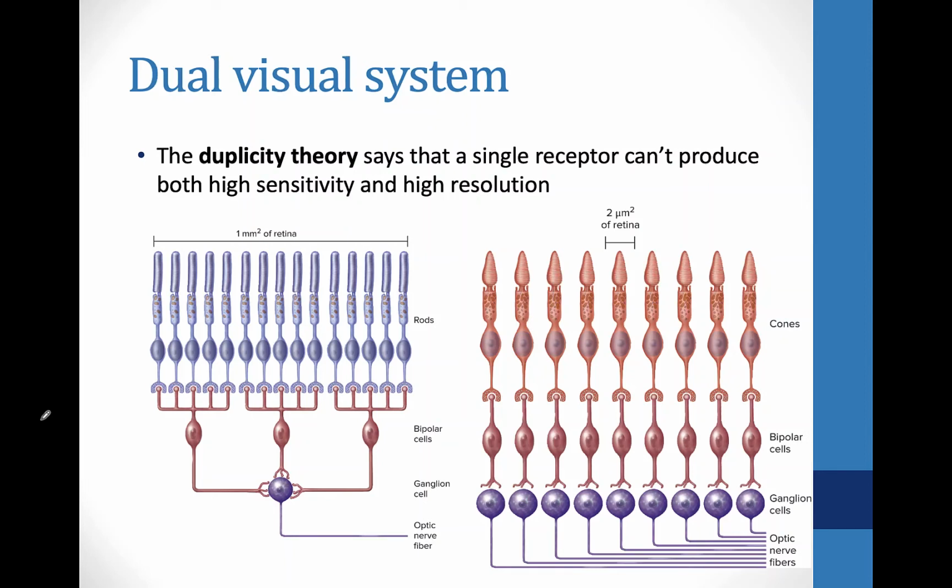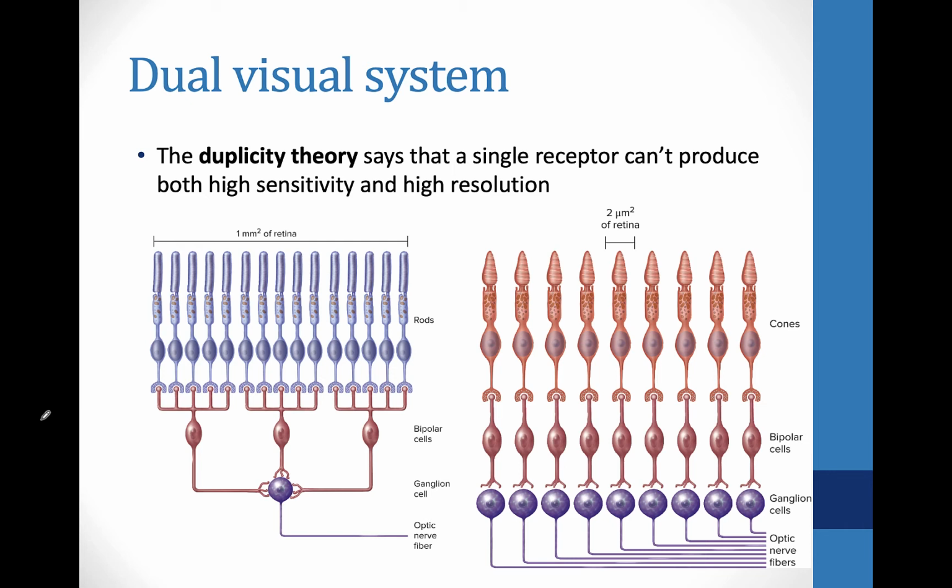So there's a theory that says that you can't produce high sensitivity and high resolution. Think of sensitivity as how much light is needed to trigger an action potential. Rods are typically very, very sensitive, but they are typically low resolution. If you think about it at night when you're walking around in the dark, this is good because you want to be able to see the general shapes even in low light, but you don't necessarily need to see very sharp colors.